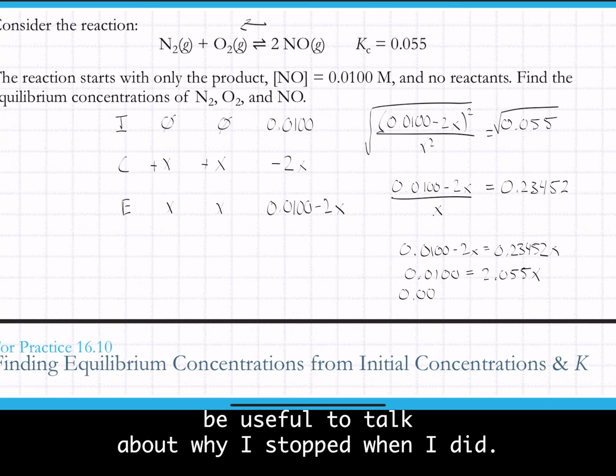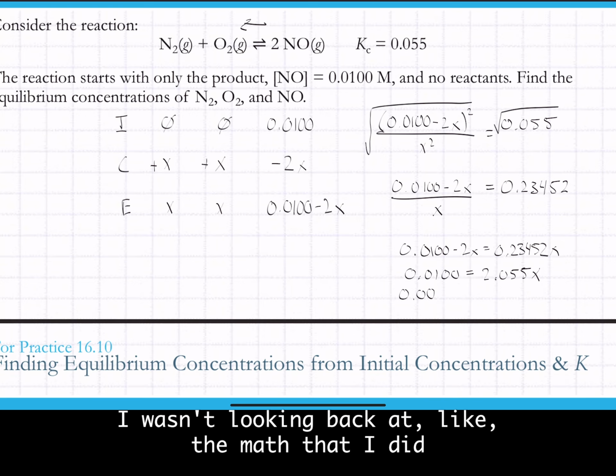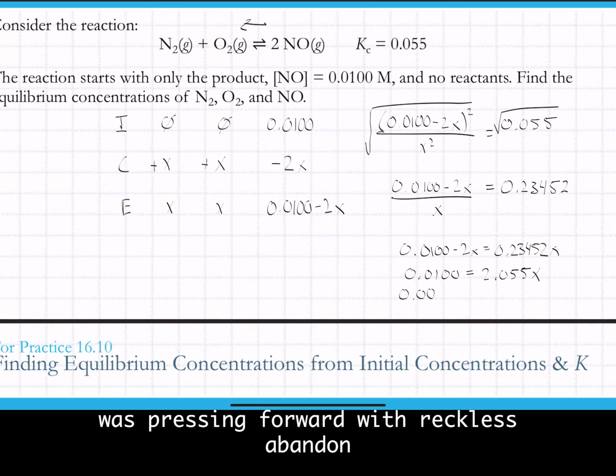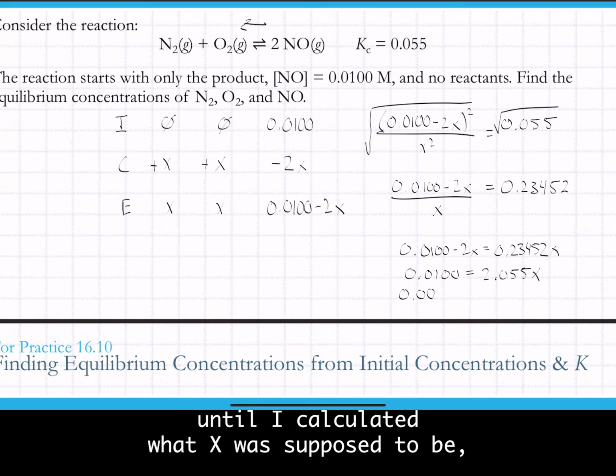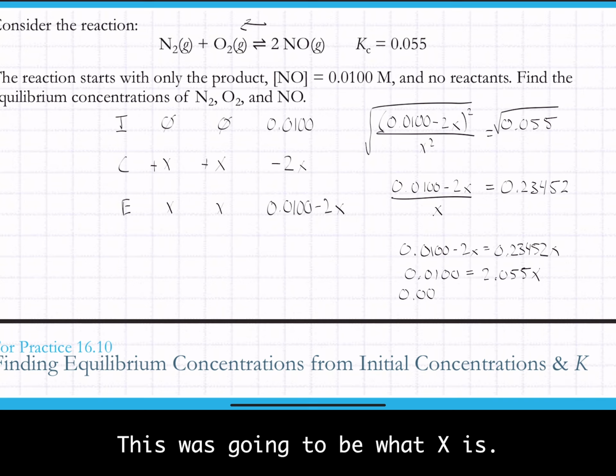I guess it might be useful to talk about why I stopped when I did. How did I know I did something wrong? I wasn't looking back at the math that I did. I was pressing forward with reckless abandon until I calculated what x was supposed to be, and I got 0. You see I wrote 0, 0. This was going to be what x is. And then I looked up here and I saw, wait, what's my K value?